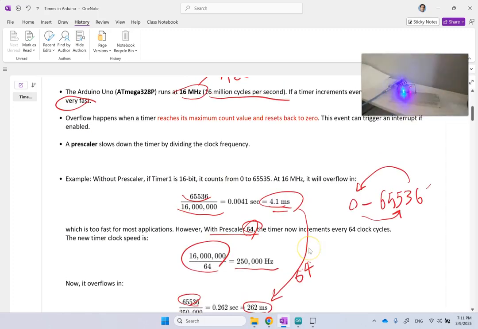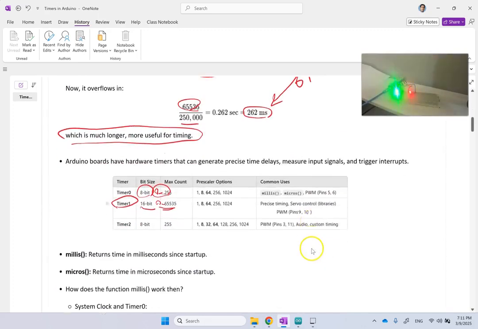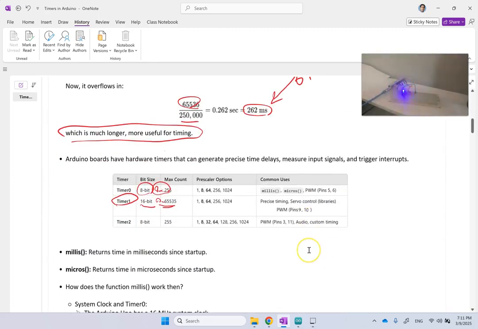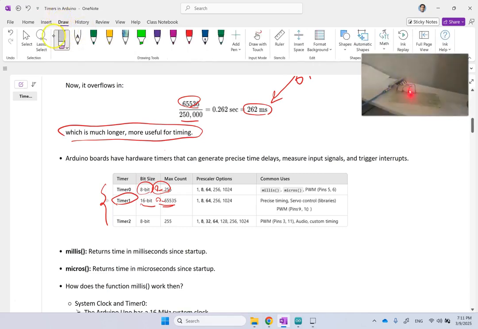Now, what kind of prescalers are available and how many bits should you count for different timers in Arduino before you overflow? That is what you can see in this table. The regular Arduino Uno boards have 3 timers: timer 0, timer 1, timer 2. While timer 0 and 2 are 8 bits, timer 1 is 16 bits.